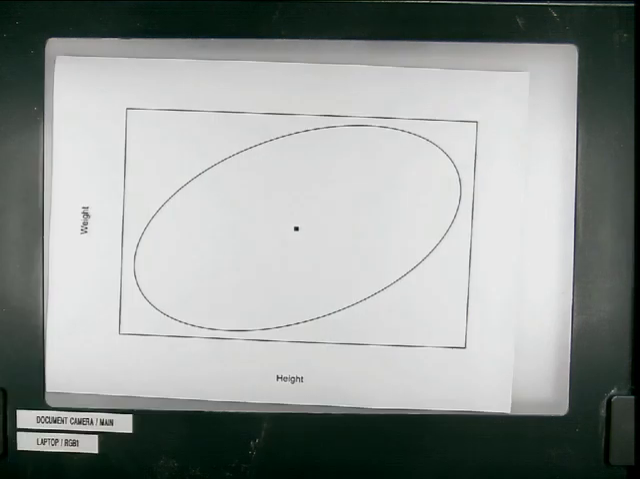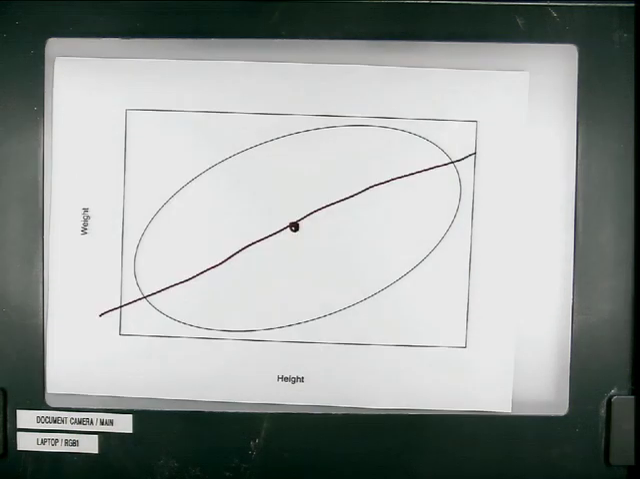And so what I'd like you to do is draw a line that cuts the ellipse in half. This line is the SD line. It's called the SD line because its slope is the SD of weight over the SD of height. And it goes through the point of averages.